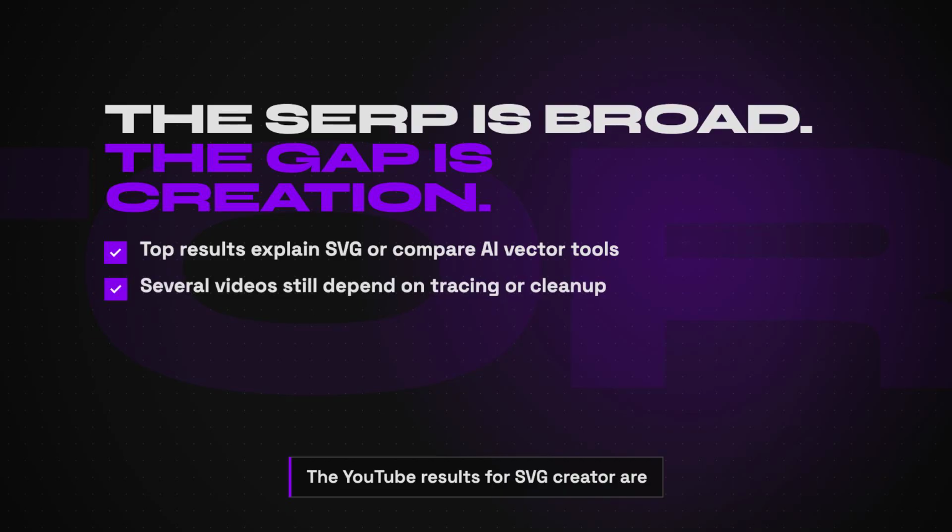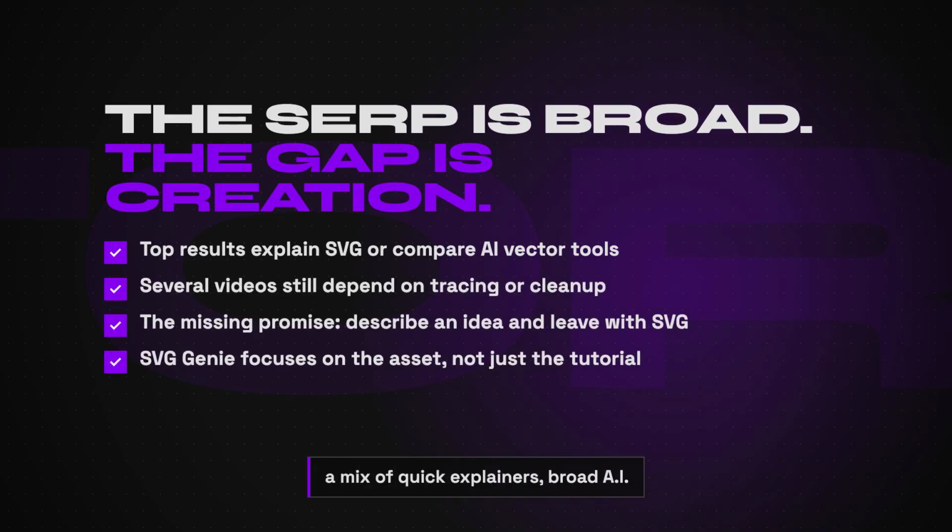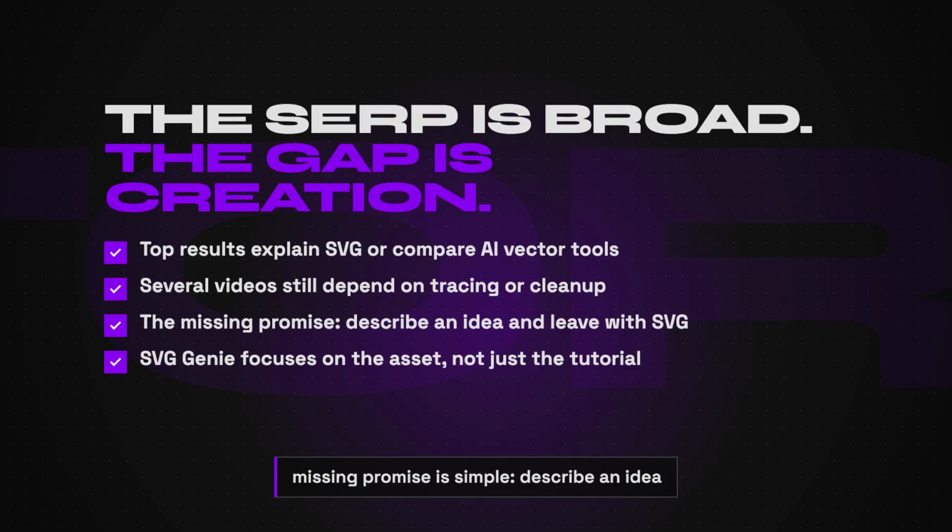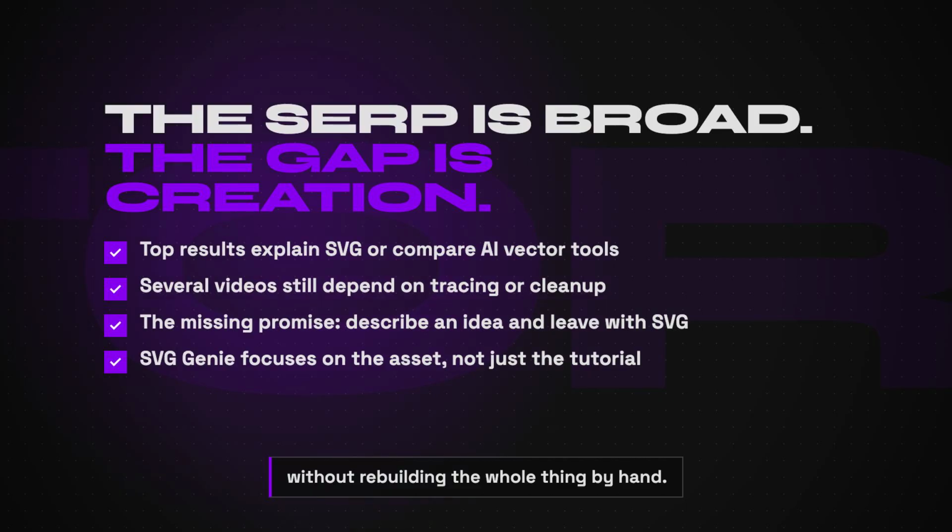The YouTube results for SVG Creator are a mix of quick explainers, broad AI vector comparisons, and tutorials that still depend on tracing or cleanup. Helpful, but the missing promise is simple. Describe an idea and leave with a useful editable SVG without rebuilding the whole thing by hand.